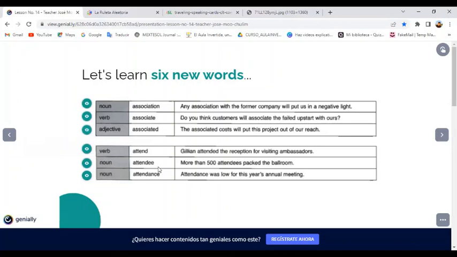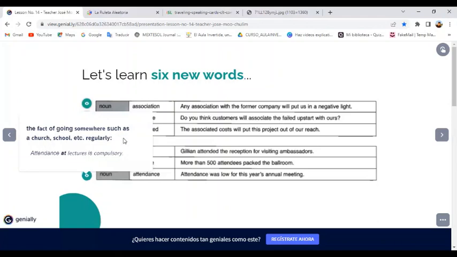And finally, we have attendance. Do you know what is attendance? I think you know it. Like the action? Like the action, okay. It's the action. Okay, let's check. The fact of going somewhere, such as a church, school, etc., regularly. Okay, es la acción. Es la acción de ir a algún lugar. Aquí, por ejemplo, tenemos es el hecho de ir a algún lugar, como alguna iglesia, escuela, reunión, etc., entre otros. Okay, es lo que hacemos.